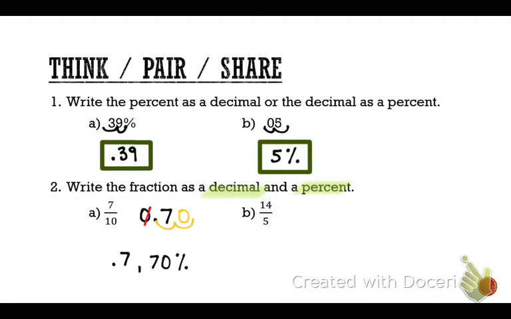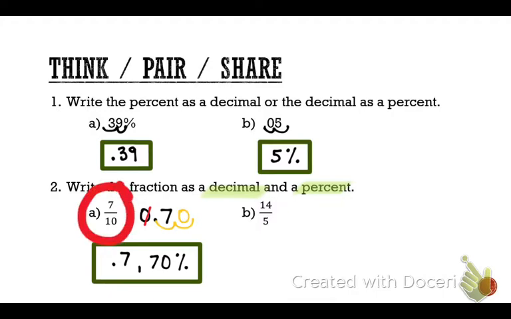70%. Okay, so just to help you understand what that means, this is telling me 7 out of 10 people ate the brownies. Then if I was to do that, that means 70 out of 100 people would have eaten the brownies, which is why we get 70%. Does that make sense? Okay, let's go on to the last one over here, and it says 14/5.